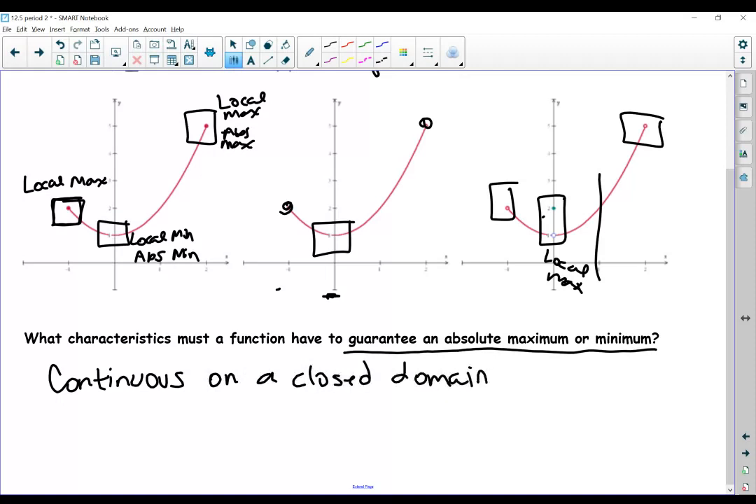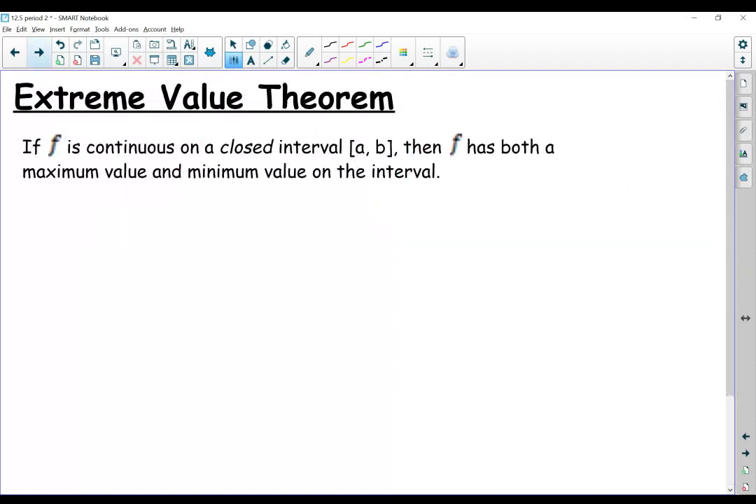If we have a picture like the first picture that I gave you, if we are continuous on a closed domain, then we can guarantee that we have an absolute maximum and an absolute minimum in that interval. That, my loves, is the extreme value theorem. So the extreme value theorem is the guarantee that a function would have both an absolute maximum and an absolute minimum on that interval. So the hypothesis or the conditions is if a function is continuous on a closed interval.